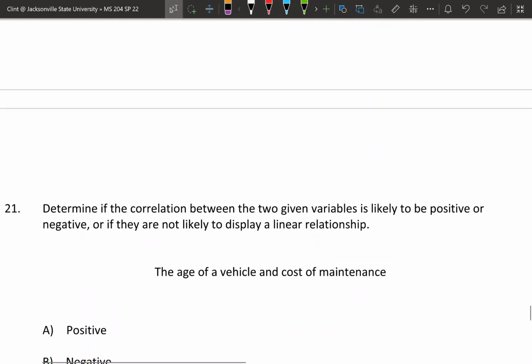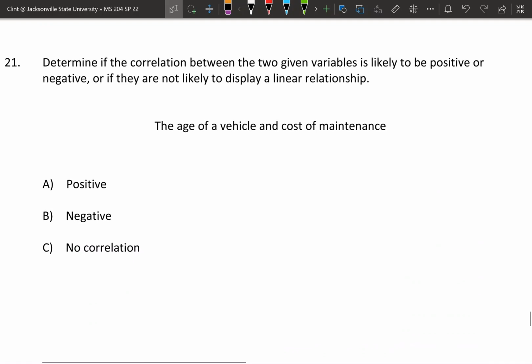And only one more. Want to know if the correlation will be positive, negative, or if they're not correlated. And we got the age of a vehicle and the cost of maintenance. So this one may not be so good because if you're not real familiar with cars, you might not think about it. But the older a car gets, the more it costs to take care of it, and you have more things you have to fix on it. So as age is increasing, the cost of maintenance is increasing. Since they're both increasing, that one would be positive.